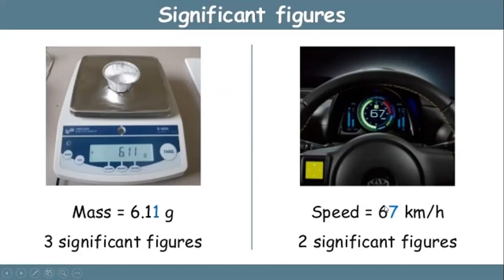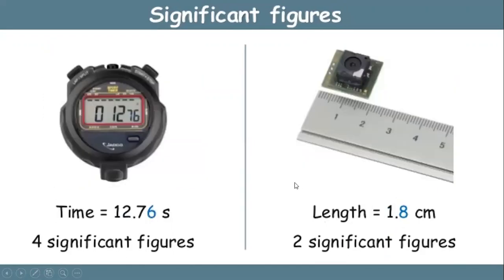Similarly here, the first is the reliable one, the second is the uncertain digit, so we have two significant figures. Now here, 12.7 is the reliable part, and 6 is an uncertain one, which can change at any time. So this has four significant figures. Here 1.8 centimeter: one is reliable, the other is uncertain, so this has two significant figures.